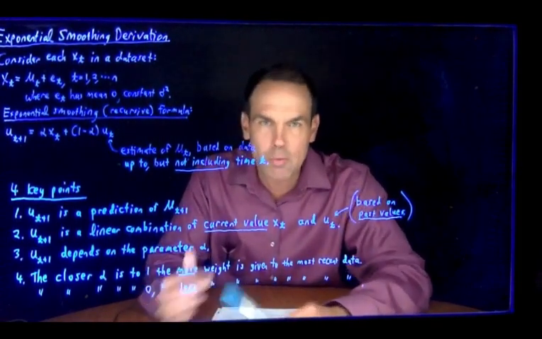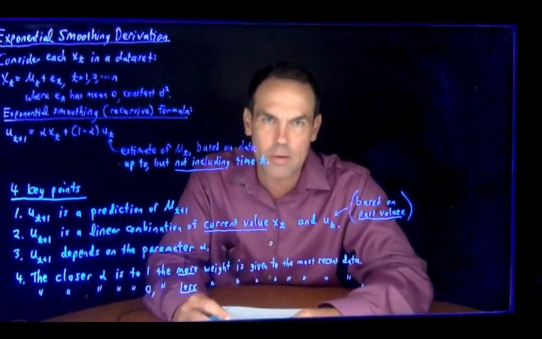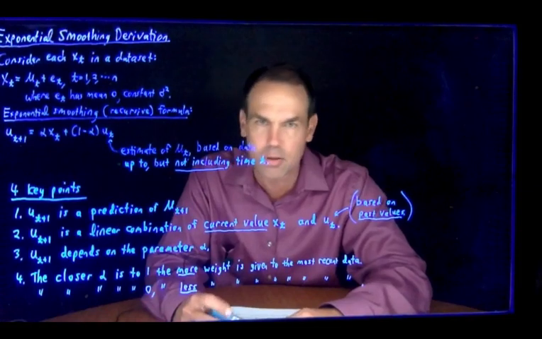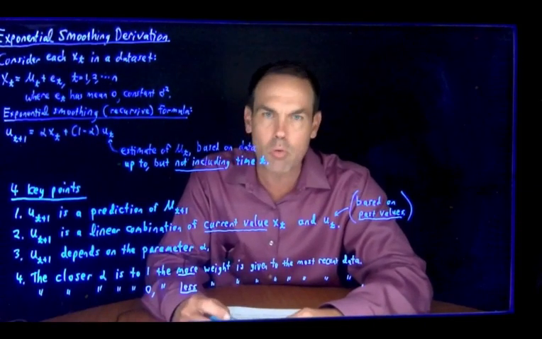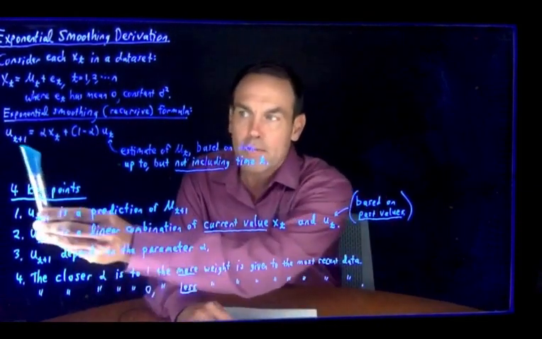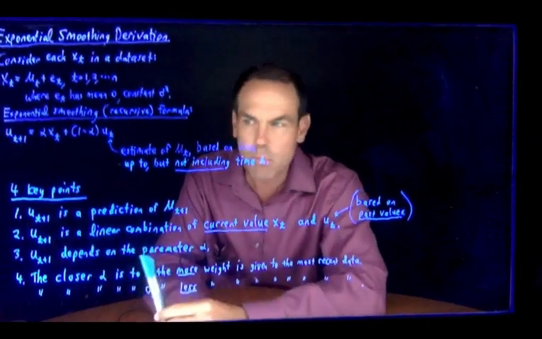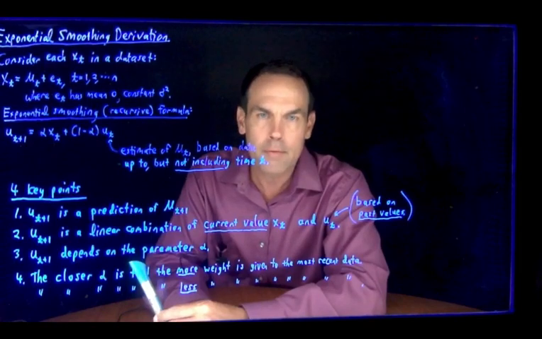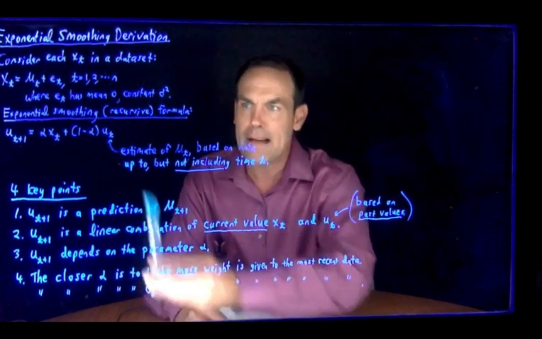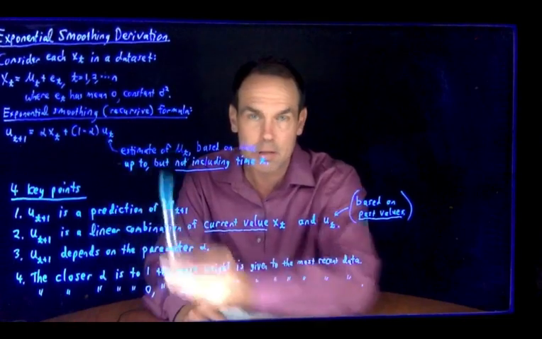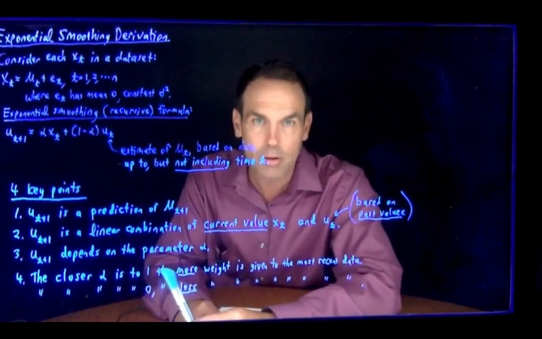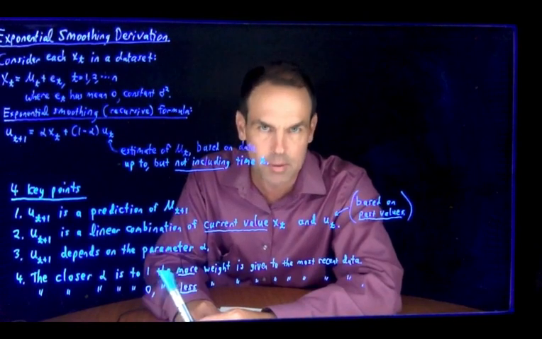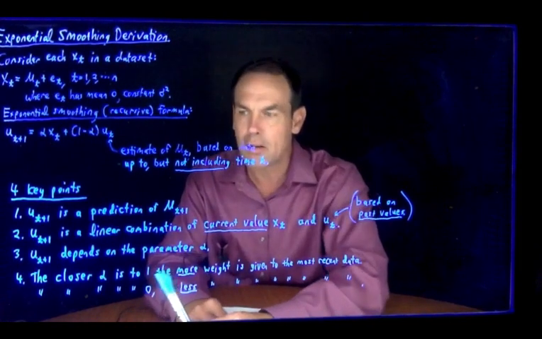So, four key points. We've touched on some of them already, and the ones that we haven't, we've motivated the topic to where it's going to be pretty straightforward here. First of all, number 1, u sub t plus 1, that's how the formula started. u sub t plus 1 is a prediction of mu sub t plus 1. That follows completely from the fact that u sub t is an estimate of mu sub t. So I would totally expect u sub t plus 1 to be a prediction of mu sub t plus 1. So that's not surprising at all.